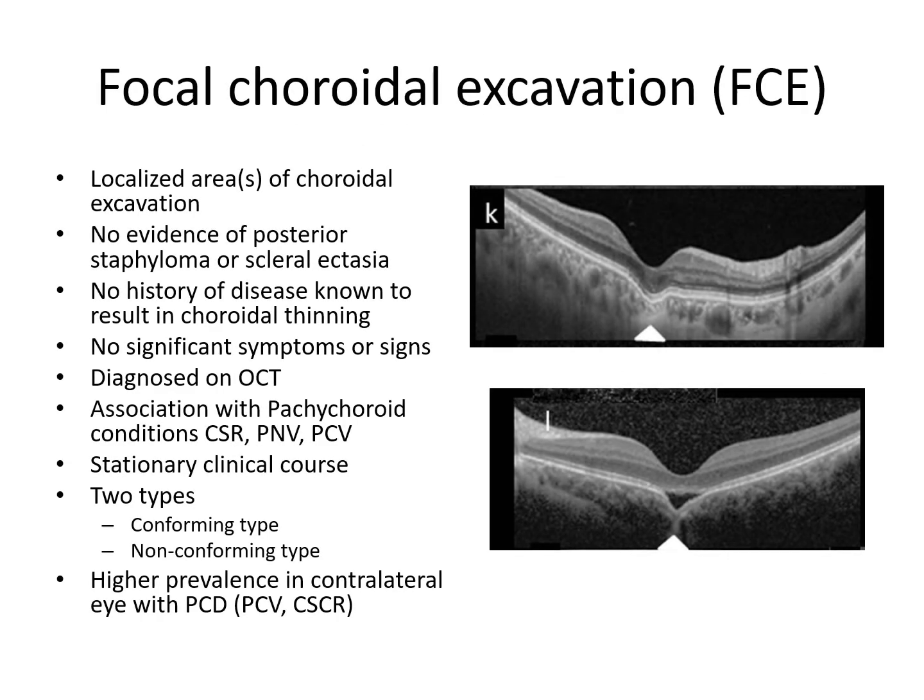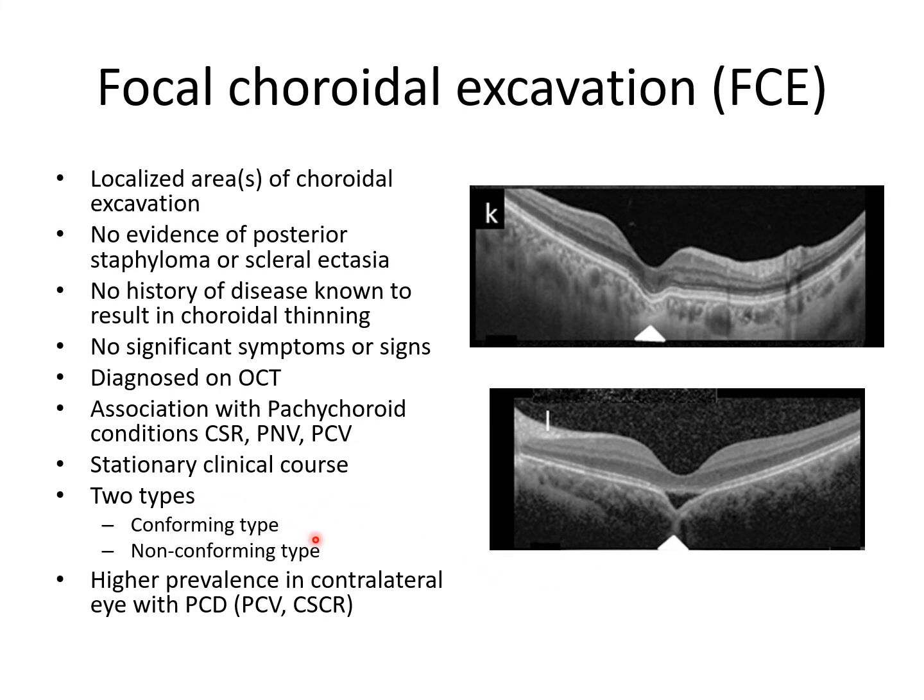Focal choroidal excavation, also known as FCE. These are localized areas of choroidal excavation, and usually they have to be differentiated from other areas of scleral ectasia or posterior staphyloma, and they don't have any disease which can contribute to thinning of the choroid. There are no significant symptoms or signs. It is diagnosed on OCT and associated with pachychoroid conditions like CSR, PNV or PCV, and they are commonly seen in the contralateral eye of patients having these particular diseases. So the eye which is labeled as normal may have an increased incidence of FCE or focal choroidal excavation.